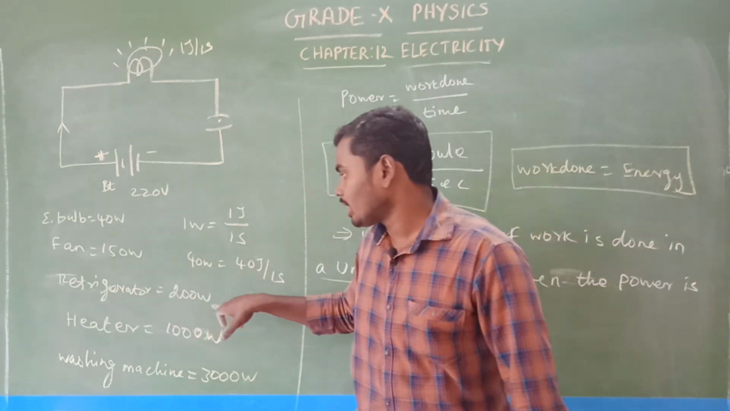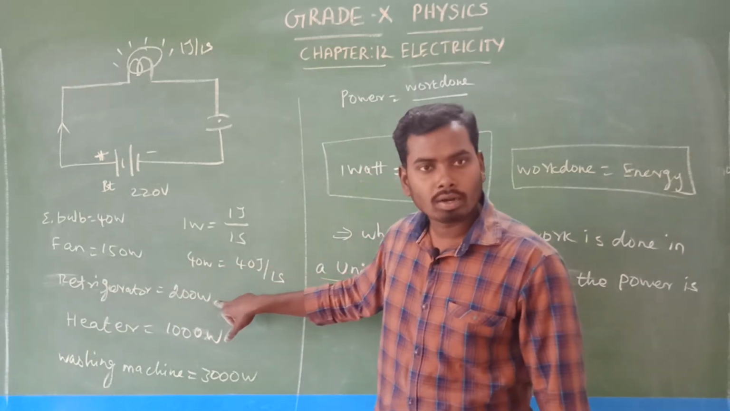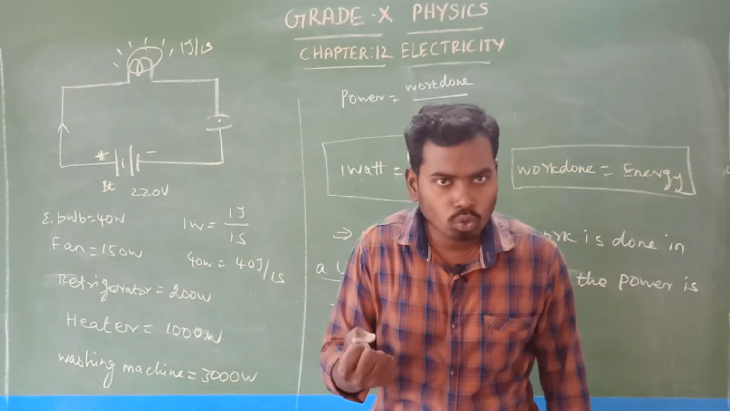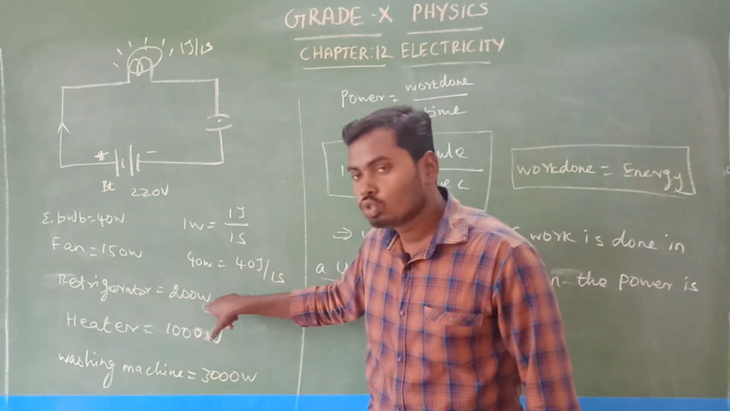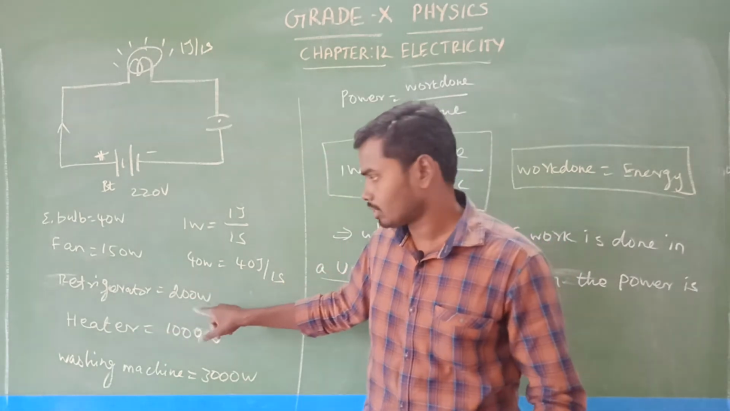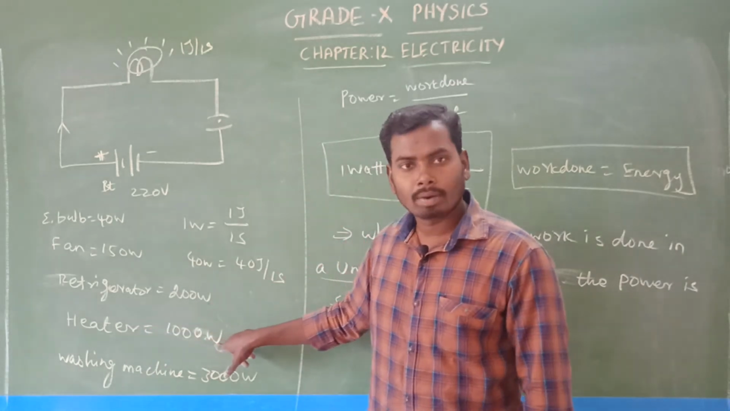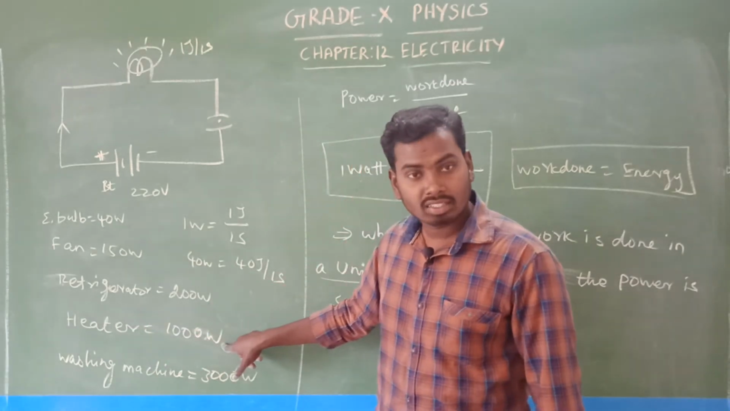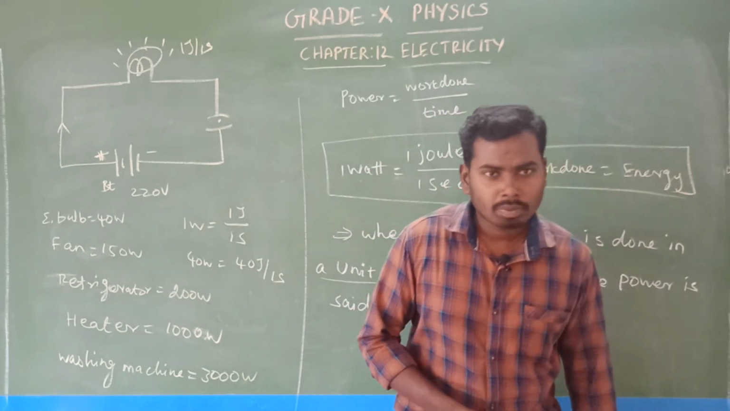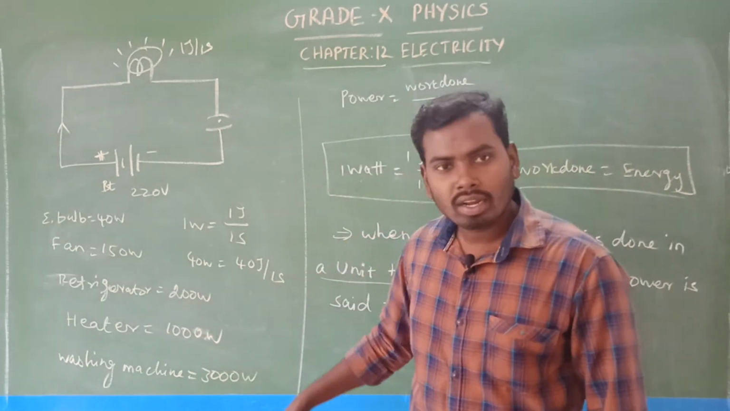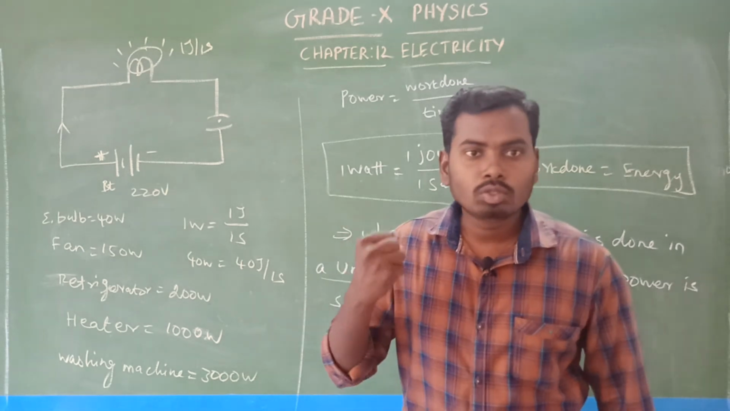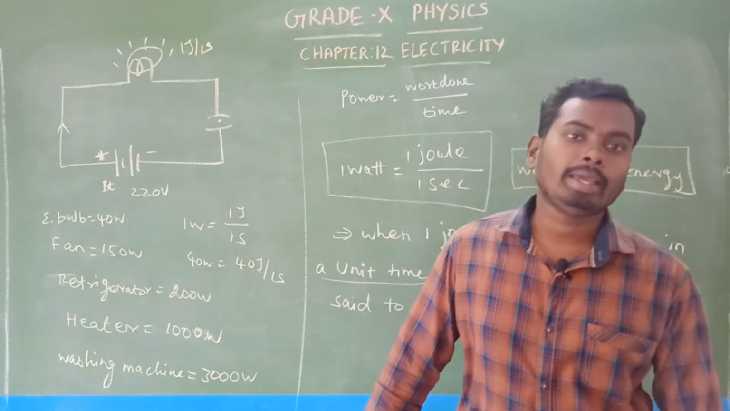Next, the refrigerator power rating is 200 watts. What does it mean? Every second the refrigerator consumes 200 joules of electrical energy. Next, the water heater power rating is 1000 watts. What does it mean? Every second the water heater consumes 1000 joules of electrical energy.